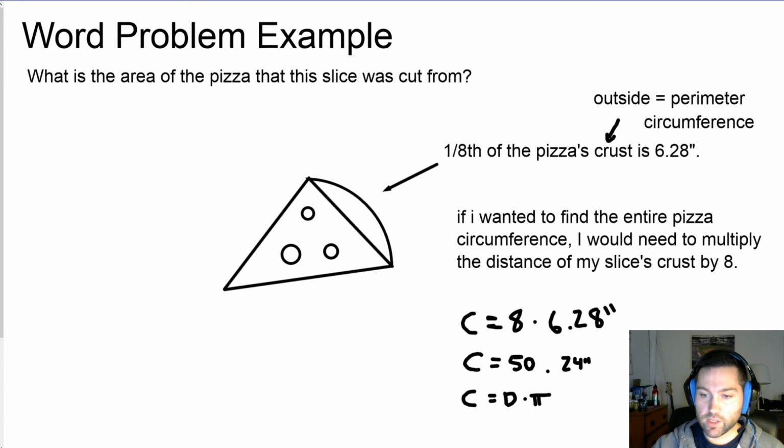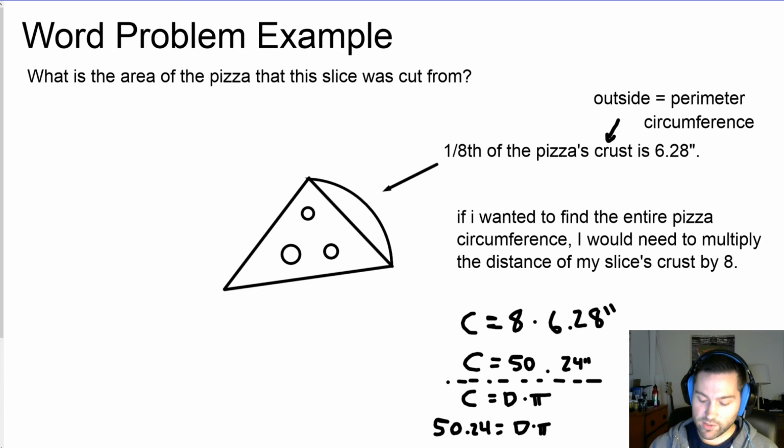So I'm going to write an equation: 50.24 is equal to the diameter times pi. So in order to calculate the diameter, I need to divide by pi. So I'm going to take 50.24 and divide it by pi. And the answer that I get when I round properly is that the diameter of my pizza is 16 inches. So I divided both sides by pi, just to make that perfectly clear, and then the diameter is 16 inches.